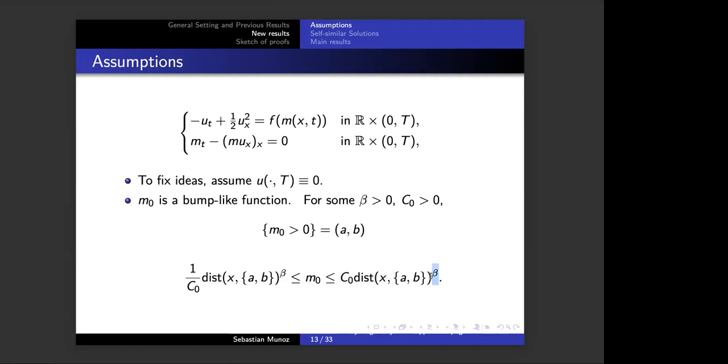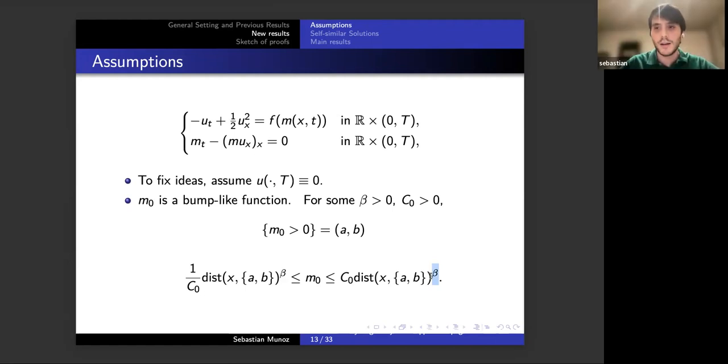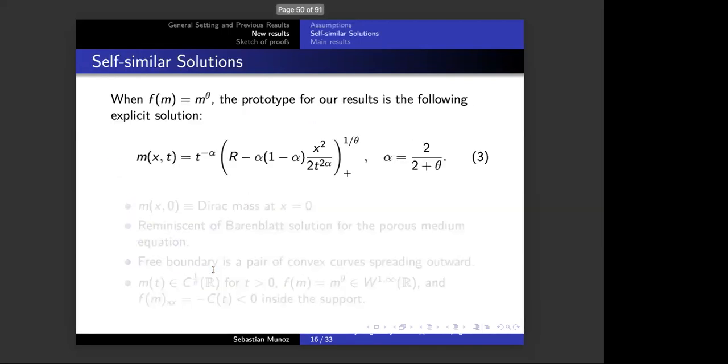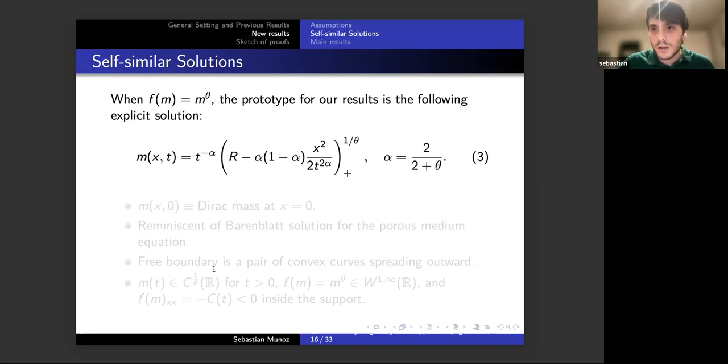Now, okay, for the self-similar solution, the initial condition is a Dirac mass. So this doesn't apply. This is a solution that has initial condition the Dirac mass. But something that I will say about this is that if you look at the decay of the self-similar solution near the free boundary, it does satisfy this, and the beta is a specific number, it's 1 over theta. Okay, so if we go back to here, it's 1 over theta.